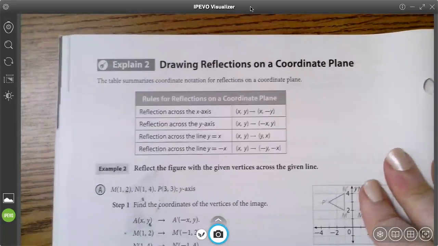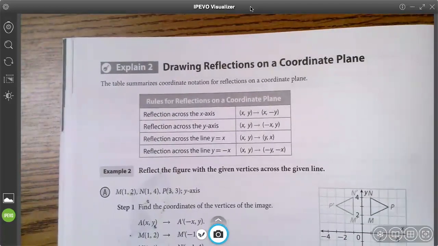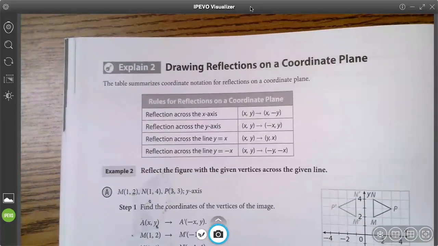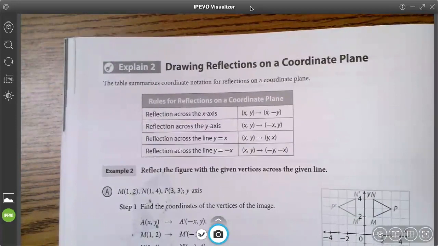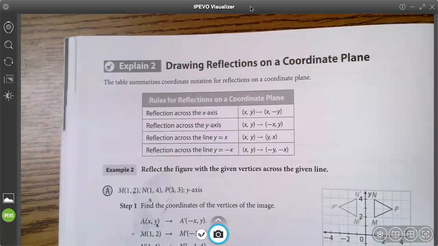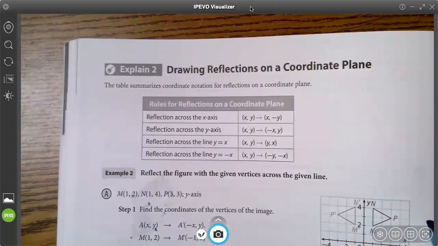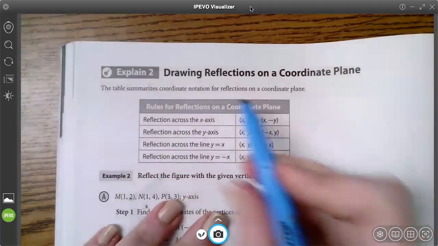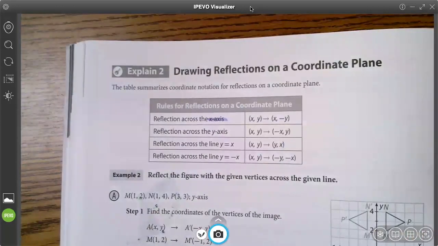Now, sometimes you won't have just a random graph. You'll have some coordinates, you'll have some specific instructions. Your line might or might not be drawn for you. So up here it says the table summarizes coordinate notation for reflections on a coordinate plane. Some common lines that you might be asked to reflect across that might or might not be drawn for you would be the x-axis and the y-axis.